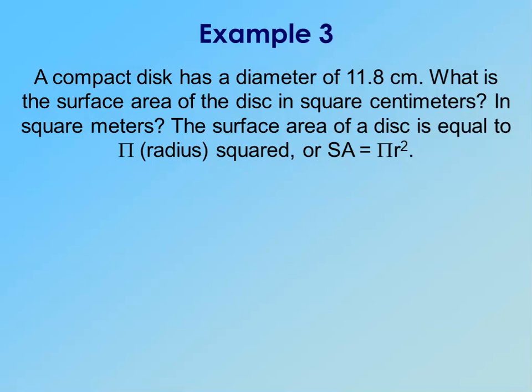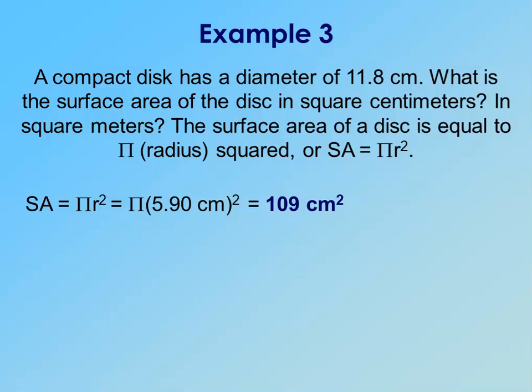So we're going to start by finding the surface area in centimeters squared, since that's the measurement we were provided with. Diameter is 2 times the radius, so we need to divide that in half. Because that 2 is a constant, we would keep 3 sig figs when we divide it in half to get our radius, 5.9. Okay. We're going to take that, square it, and then multiply it by pi. And when we do that, we get 109 centimeters squared.